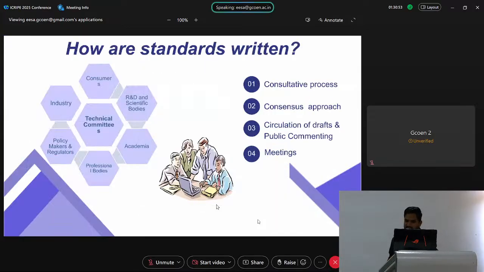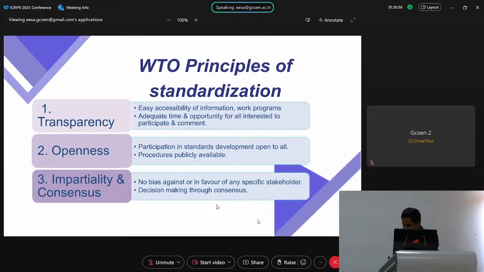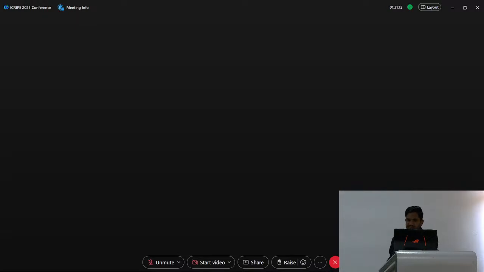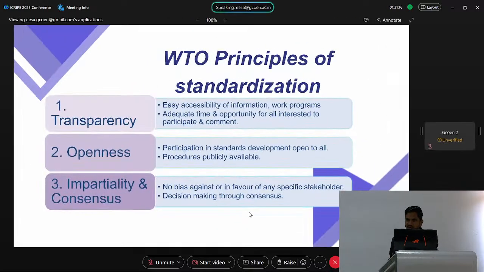Now, the next one is what are the principles that we use for standards. Transparency: whenever a standard is prepared, it is always easily accessible to every person in India so that they can see what standards are being prepared and what standards are being reviewed. Openness: the standards are available for everyone for commenting and giving their suggestions. Impartiality and consensus: we do not take inputs from one specific party or organization for making the standard. We take inputs from all the involved parties and then prepare the standard.